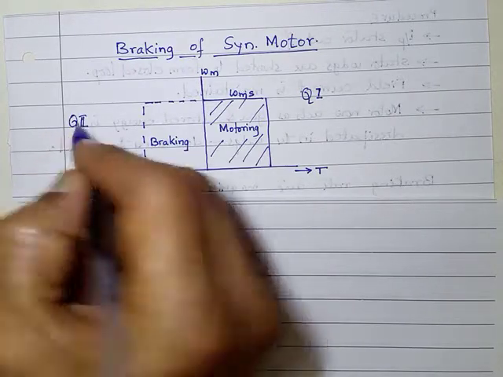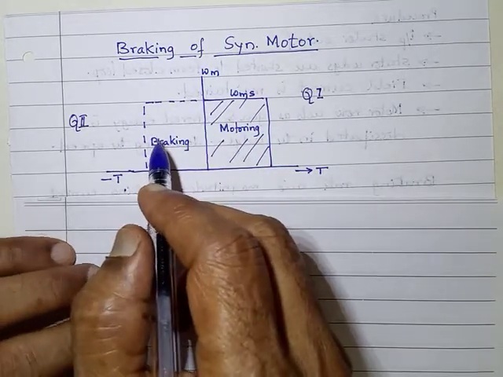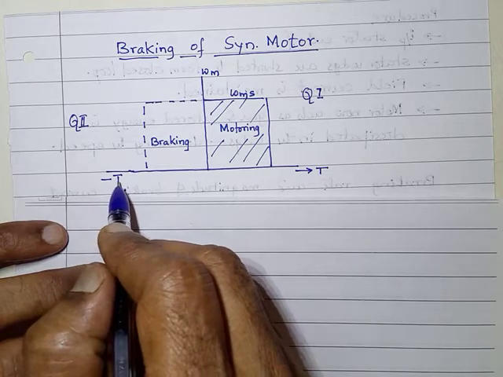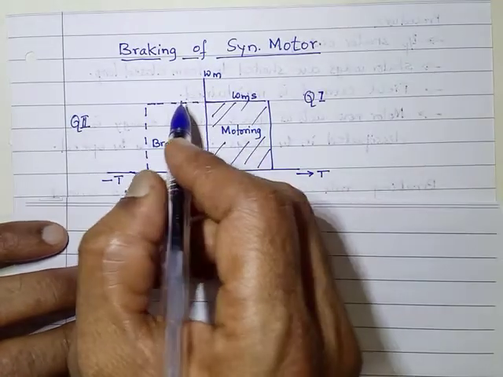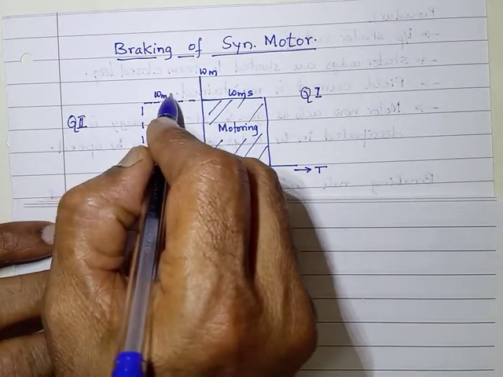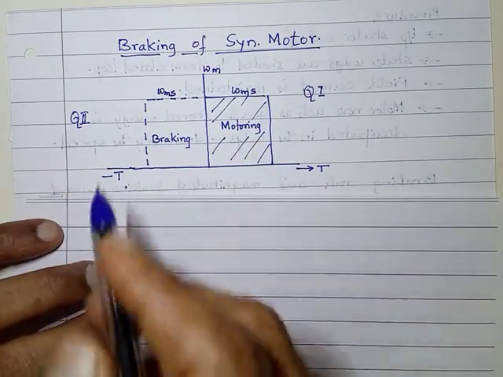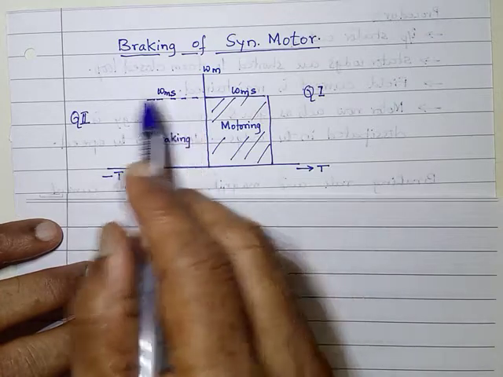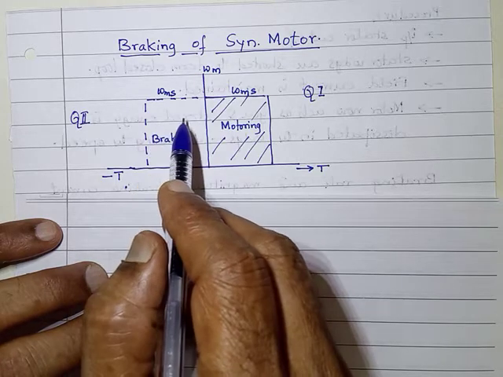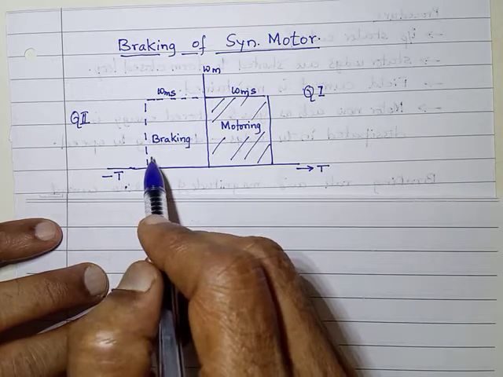Now in quadrant 2 it is regenerative type. The torque, you see, is negative, the power is fed back, and the speed is omega ms only. It is synchronous motor, and the power is fed back. It's regenerative action. But the braking doesn't happen in a normal way.